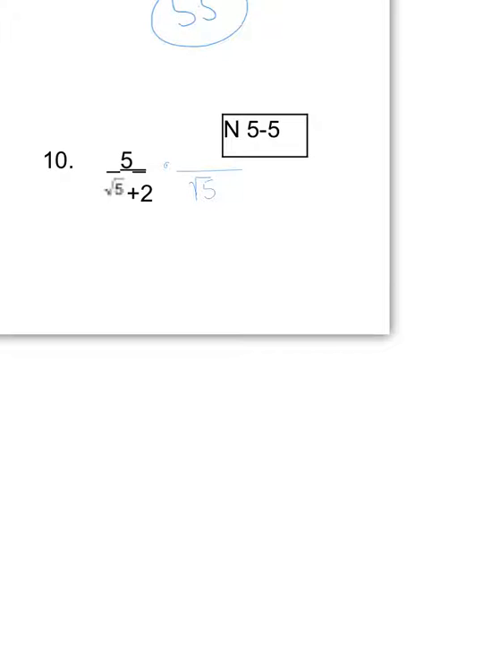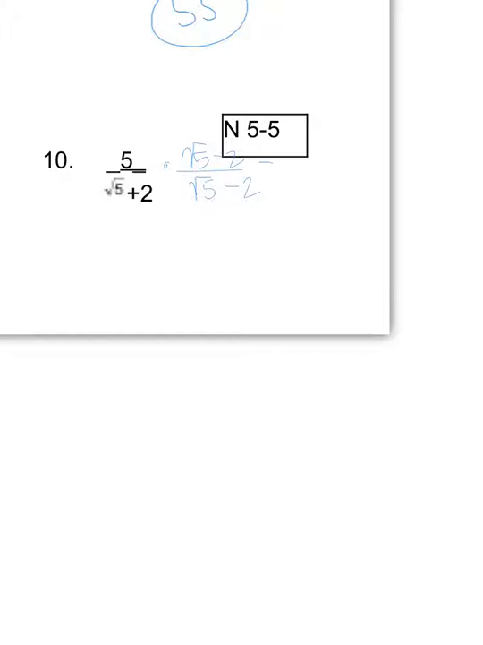So what you have to multiply by is the conjugate. So it's square root of 5 minus 2. So it's the opposite sign there in between your two terms. So square root of 5 minus 2. If I did that to the denominator, I have to do the same exact thing to the numerator.